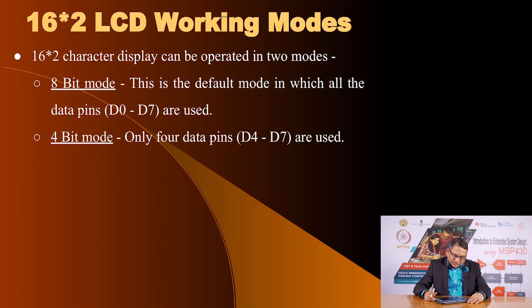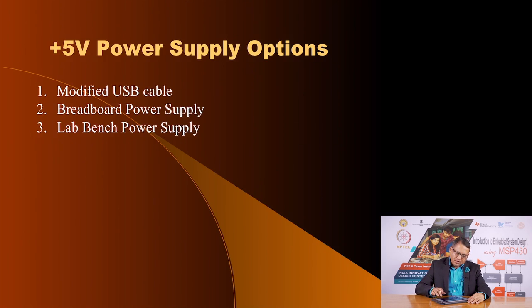Now, one of the problems with the LCD 16x2 or any other character LCD is that it works at 5 volts. Here it works at 5 volts, and so we have this issue that our MSP430 lunchbox operates at 3.3 volts, but the LCD works at 5 volts. Now, how do you provide 5 volts? So, in this lecture we have offered you several ways of creating a 5 volt supply so that you can power your LCD.